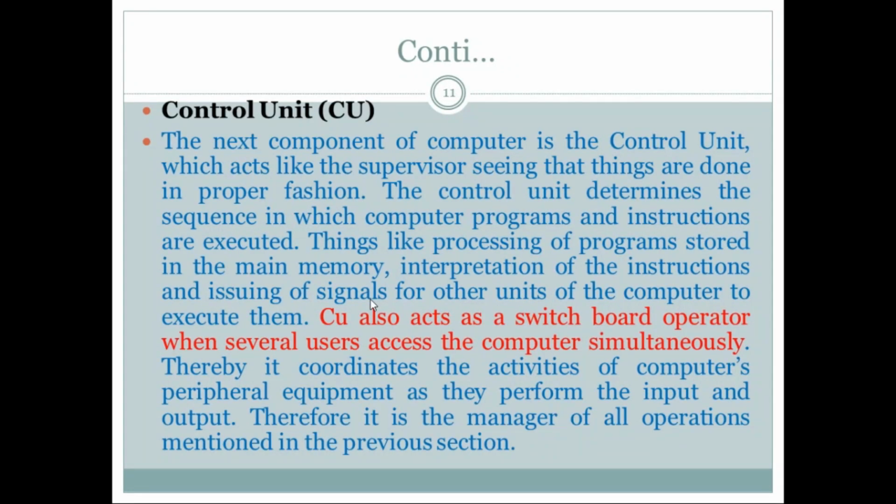Control unit. It acts like the supervisor, seeing that things are done in proper fashion. The control unit determines the sequence in which computer programs and instructions are executed. Things like processing of programs stored in the main memory, interpretation of the instructions, and issuing of signals for other units of the computer to execute them.